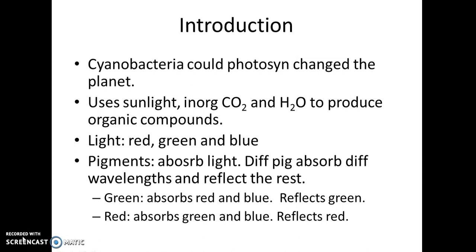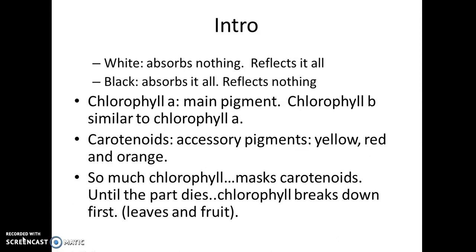If something has red pigment, it absorbs green and blue light and reflects the red back to your eyes. If something is white, it reflects all the light back to you. If something is black, it absorbs all the light and reflects nothing back to you. That's what I set up there. Beautiful, isn't it? Now, the main pigments in photosynthesis are chlorophyll A and chlorophyll B.